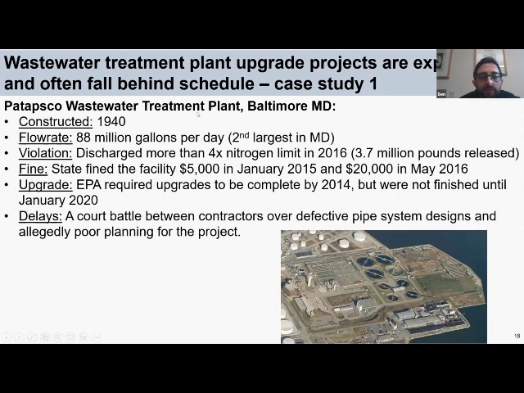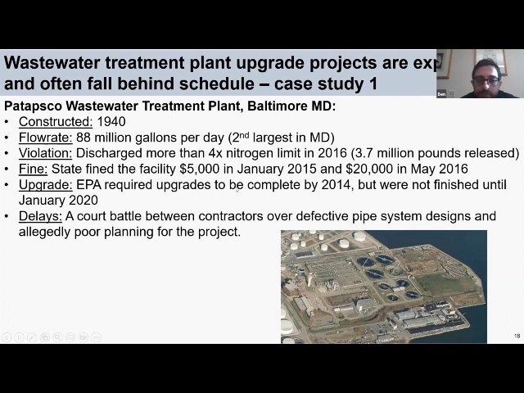So there's a wastewater treatment plant in Baltimore called, I'm assuming this is the city name, I'm gonna butcher it, so I won't even say it. It was constructed in 1940, okay, right? So this treatment plant is coming on 100 years old now. It's treating 88 million gallons per day, so it's pretty big. It's the 2nd largest in Maryland. Its violation was it discharged more than 4 times its nitrogen limit in 2016. So 3.7 million pounds of nitrogen were released. And then because of this, the state fined the facility $5,000 in January and then $20,000 in May.